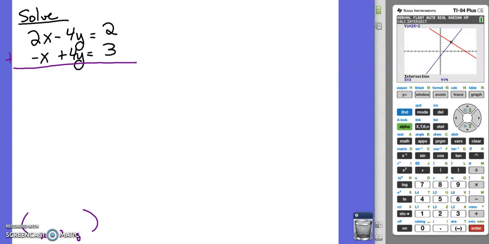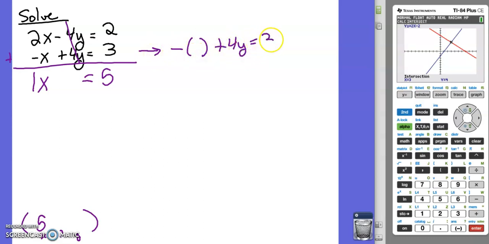So literally add your x column, I get positive 1x. The y's eliminate, and I get 5. Well, x equals 5. See, that was pretty simple. And then I'm going to substitute that back in to find the y part of it. So either one of those equations, whichever looks easier, I'm just going to choose the second equation. So it says negative x plus 4y equals 3. And I think the x is 5, so I'm going to substitute 5 in.